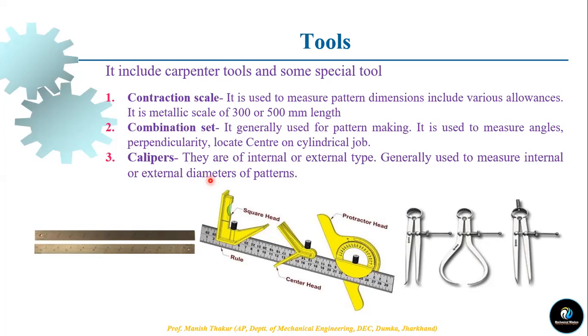Is it clear? Okay, this is the caliper. Calipers are mainly of two types. The first one is the internal caliper and the other is the external caliper. External calipers are used to measure external dimensions. Is it clear? Suppose you have to measure the dimensions of a rod, that is, its diameter. You will use this tool. This tool is your caliper.